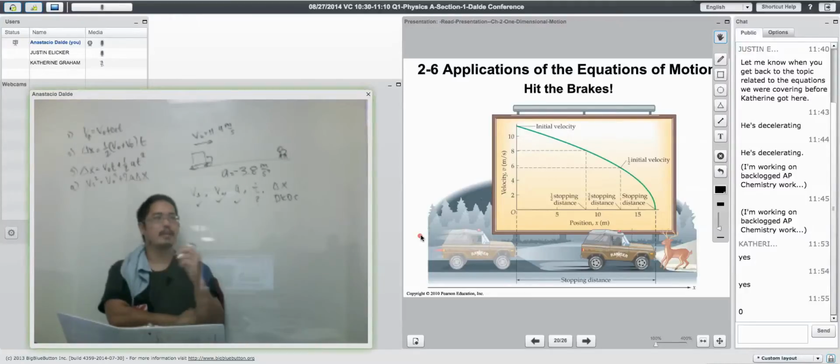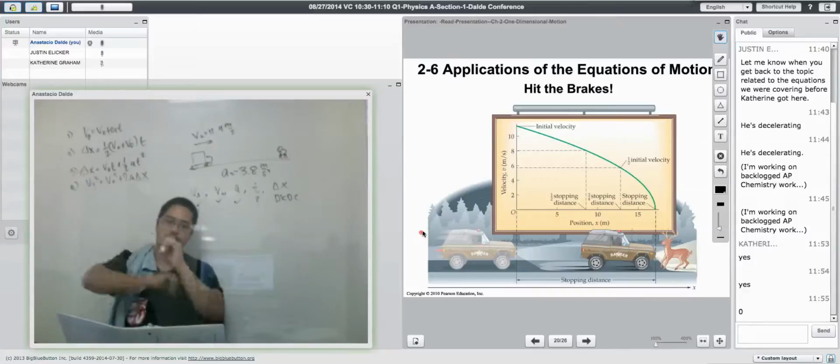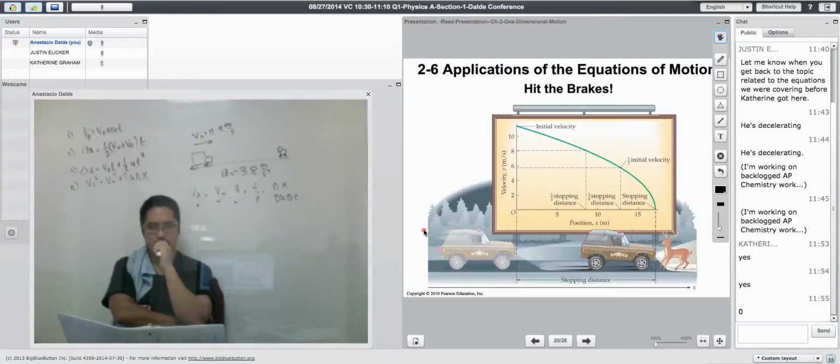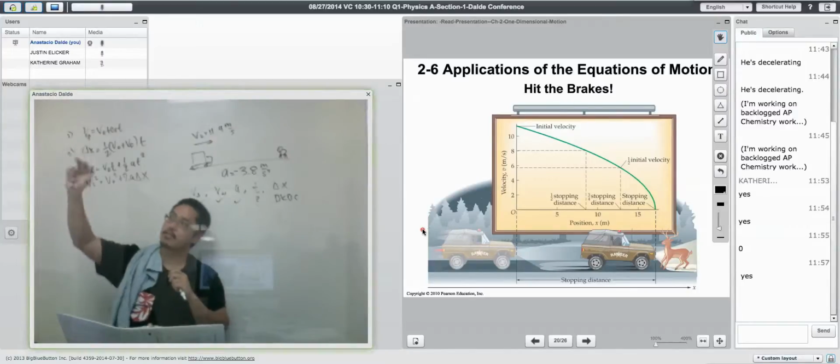Alright, anyway, which equation now should I use? I've got V final, V initial, A, and T is what I'm looking for. I don't know anything, nor do I care about delta X. Which one of these 1, 2, 3, or 4 equations should I use? Catherine, you still there? If you don't know, just say I don't know because I'm running out of time. Do I use the first, second, third, or fourth equation?